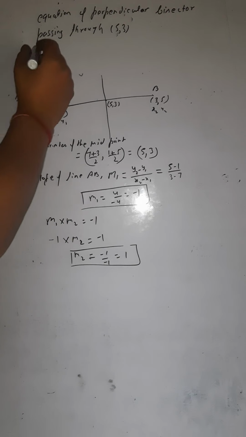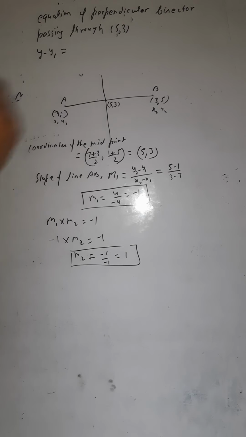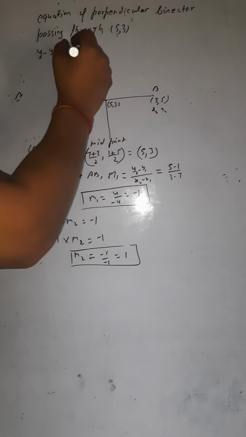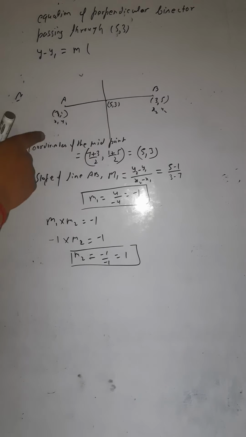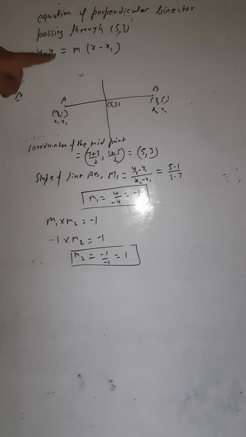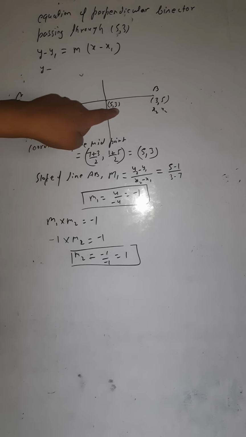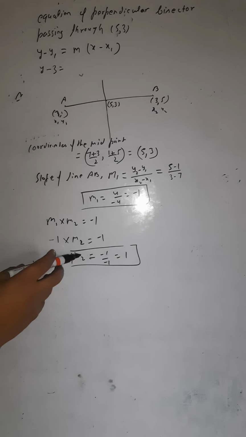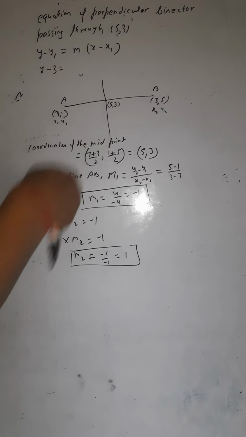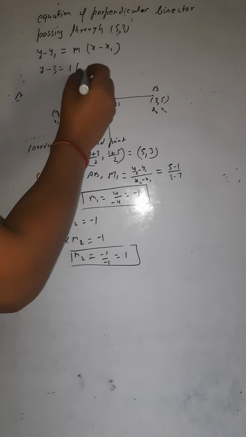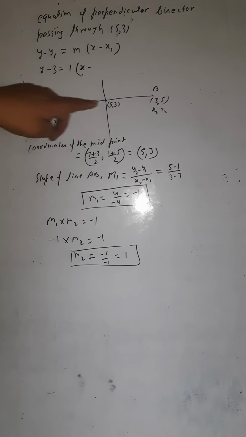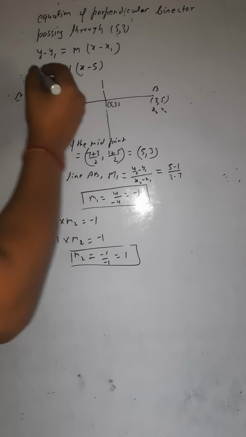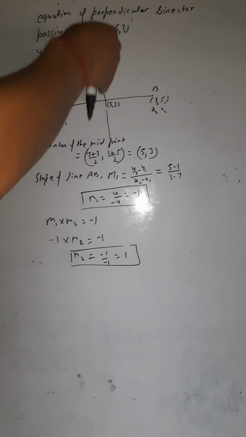The formula is y minus y1 equals slope m into x minus x1. This is the formula. Here this is x1 and this is y1, so y1 is 3. m is the slope of this perpendicular line, which is 1. So 1 into x minus x1, the first coordinate, 5. Just solve it and you will get the equation of this perpendicular line.